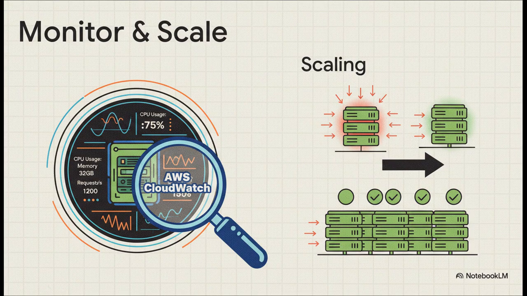First, monitoring. You'll use a tool like AWS CloudWatch to track things like how fast your endpoint is responding or if it's throwing any errors. This lets you catch problems before your users do. Second is scaling. If your app suddenly gets a ton of traffic, you can set it up to automatically add more power to handle the load and then scale back down when things get quiet to save money.